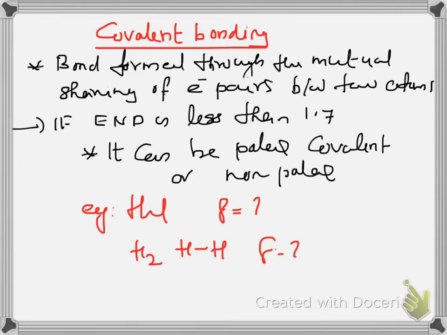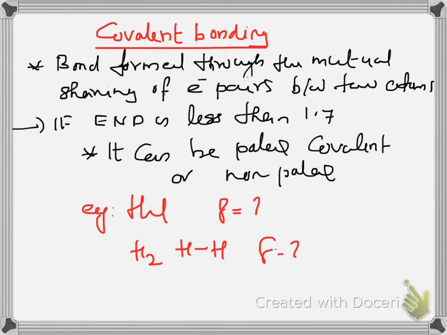Today we are starting a new concept, covalent bonding. In the last class we discussed ionic bonding and the factors favoring the formation of an ionic bond. Now we have the covalent bond. What is a covalent bond, or how do we define a covalent bond?